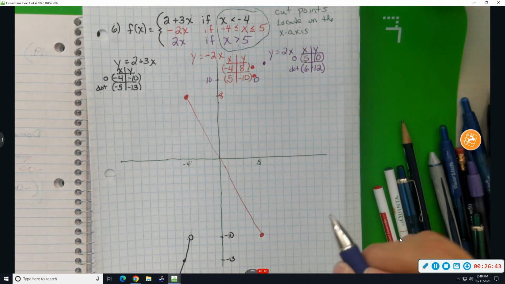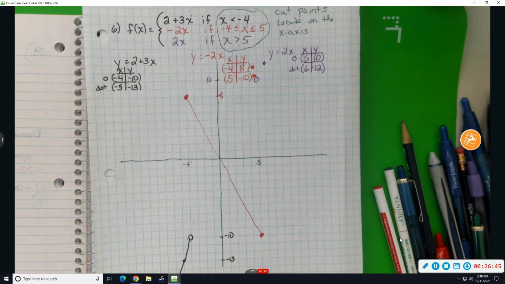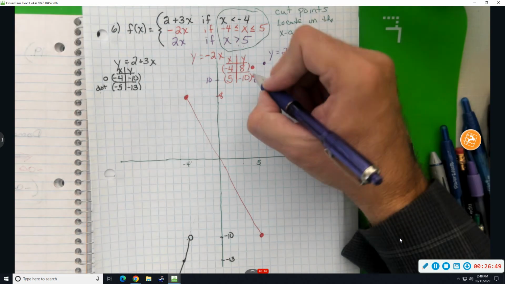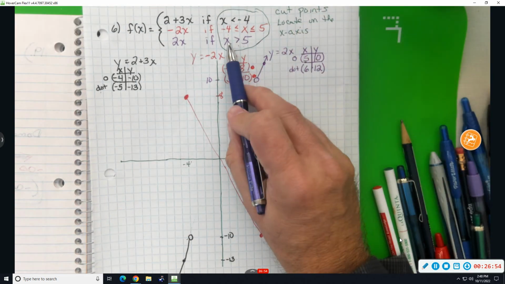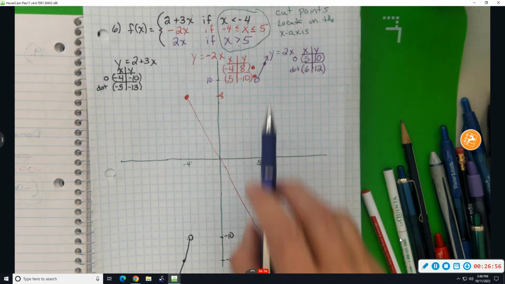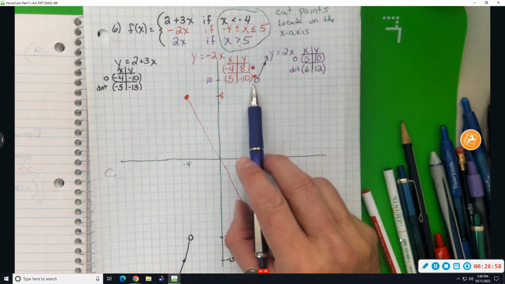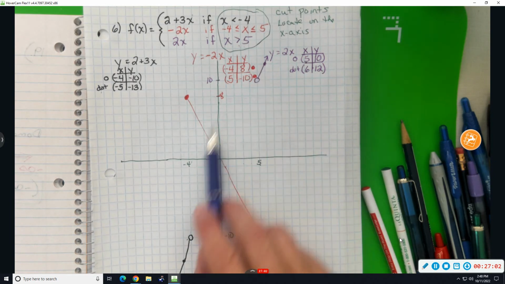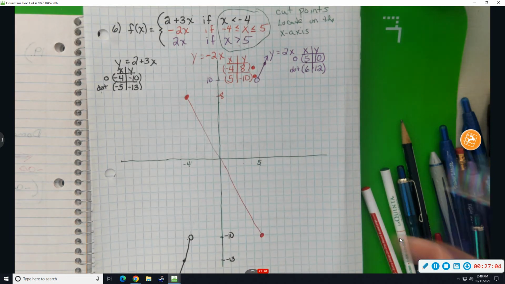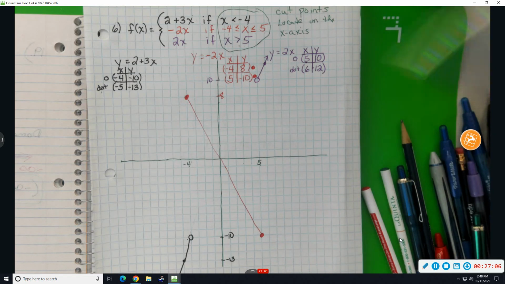I'm going to connect those and put an arrow how? Going up or going down? Up. It's got to go, x is bigger than 5. The purple graph, if you put an arrow going this way, then it's down where the red graph is. In which case it wouldn't be a function because it wouldn't pass the vertical line test. Okay. Any questions there?